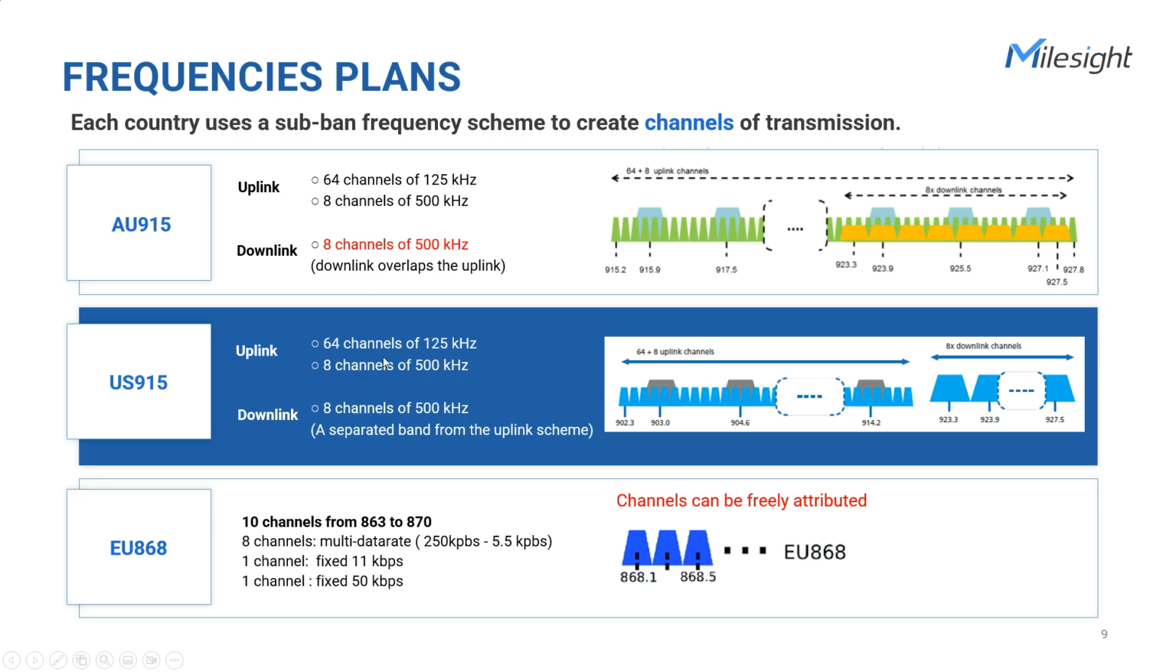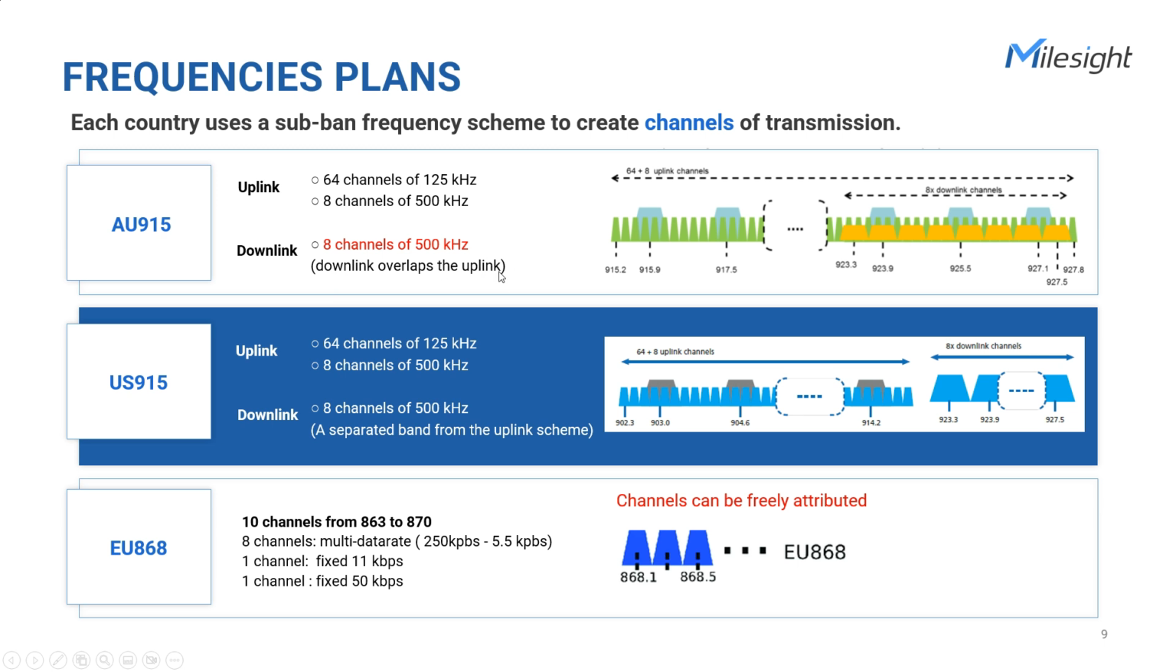The difference between US 915 and AU 915 is the downlink channel. Both have 8 channels utilizing 500 kilohertz bandwidth, but US 915 uses a separated band from the uplink scheme, while in AU 915, the downlink overlaps the uplink frequencies.